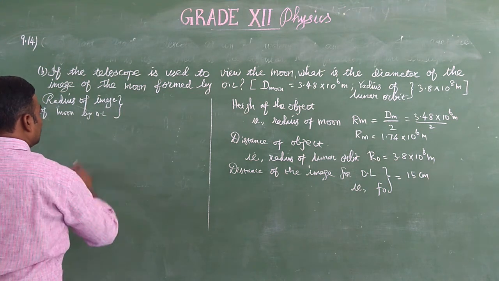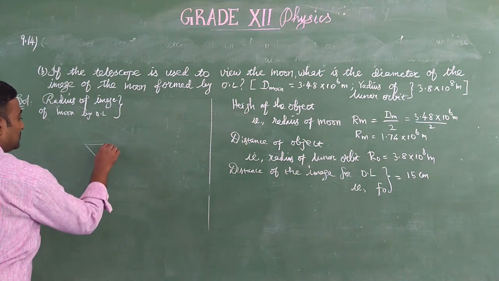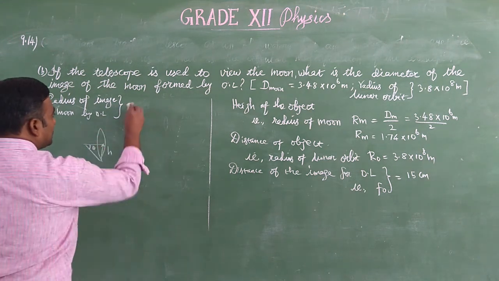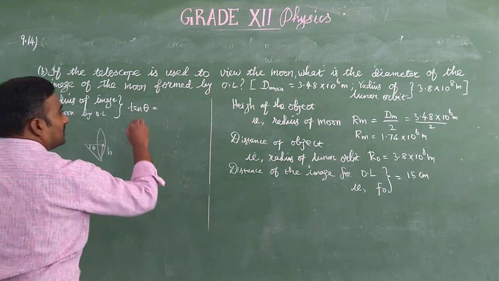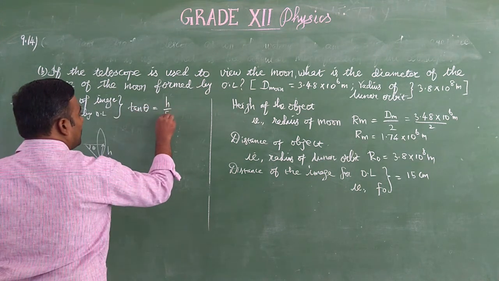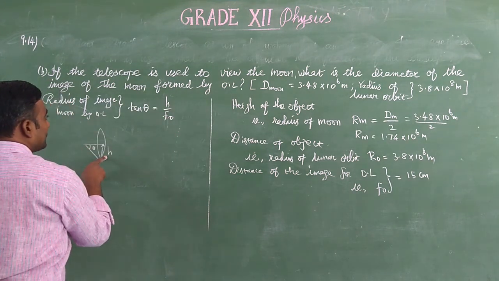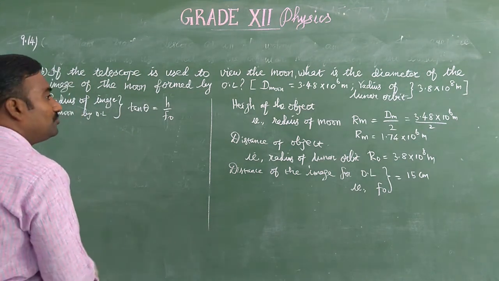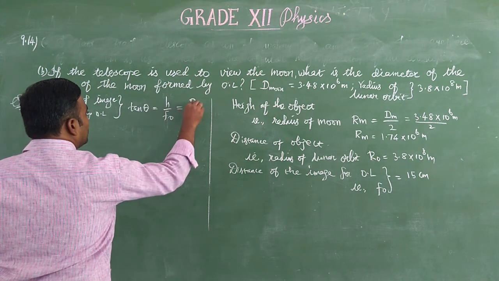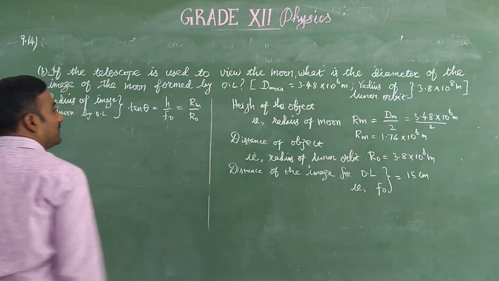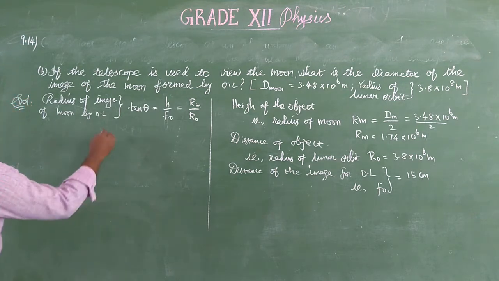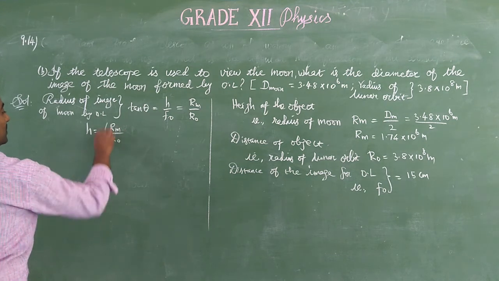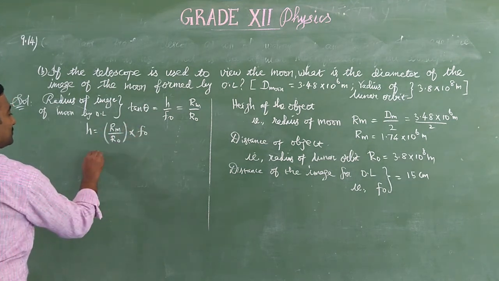So tan theta, in the figure this is the height, this is theta, this is the image. So tan theta is equal to h by f_o, opposite by adjacent, that is the focal length, and that is also equal to the radius of the moon by the radius of lunar orbit. But what we want to find is the height of the image. So the height of the image is equal to the radius of the moon by the radius of lunar orbit into the focal length. Substitute all the values.